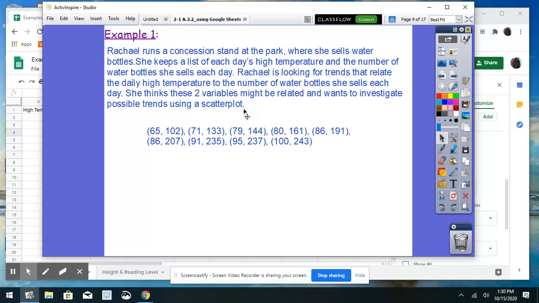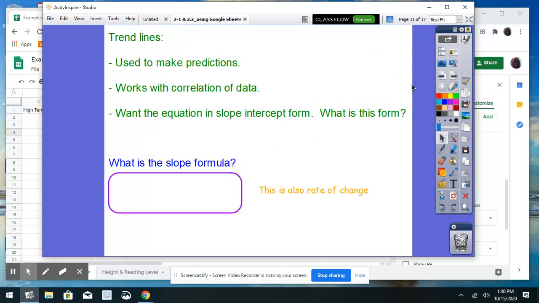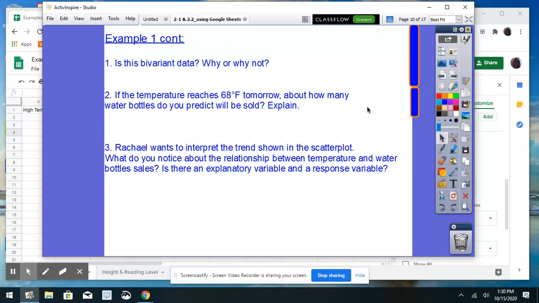Okay, so she wants to investigate and see if there's any trends. So it looks like there might be. We want to know, is this bivariate data? And the answer is yes, because we're using two different variables. We have the temperature and the number of water bottles that are sold.